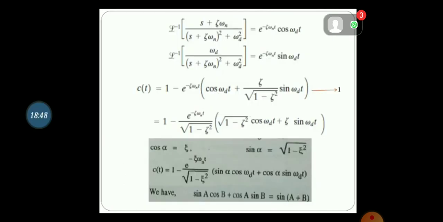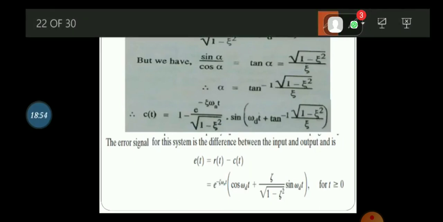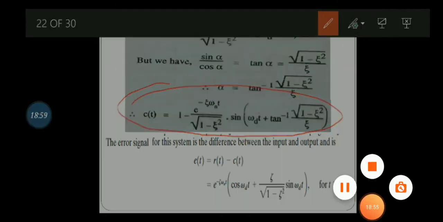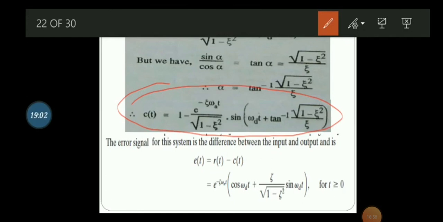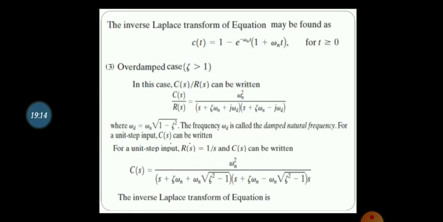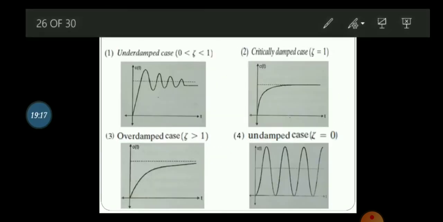For the underdamped case, just consider the standard equation, that is c of t is equal to 1 minus e raised to minus zeta omega n t divided by square root of 1 minus zeta square, sin of omega d t plus tan inverse of square root of 1 minus zeta square divided by zeta. This is the time response of this equation. There will be continuous oscillations that you will find in the response.